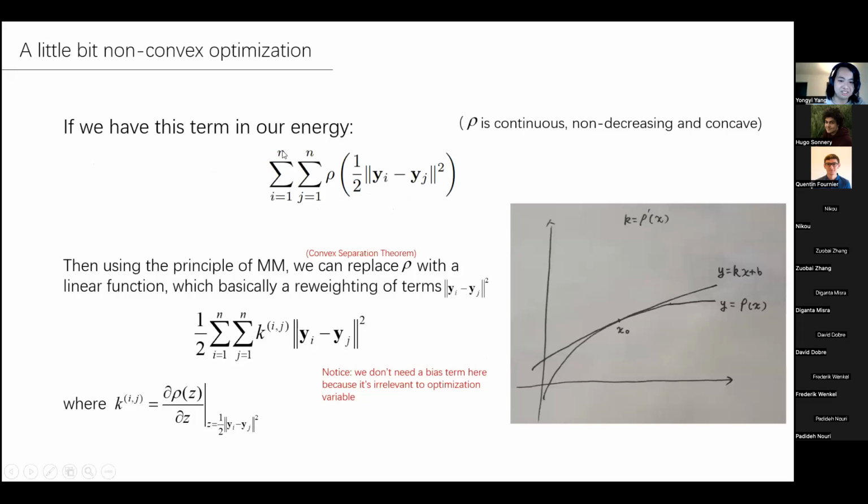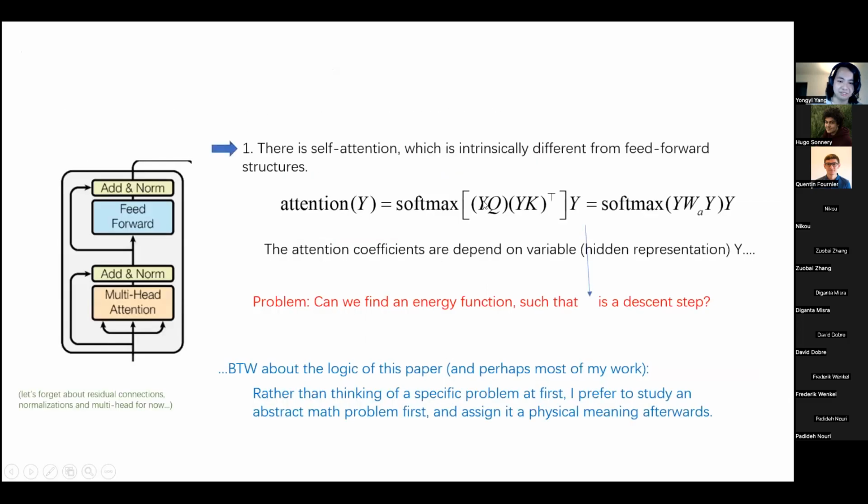So let's consider this energy function. Basically it is the summation over every pair of i and j, of the rho function applied to the distance between yi and yj, where yi and yj are just the rows of this Y.